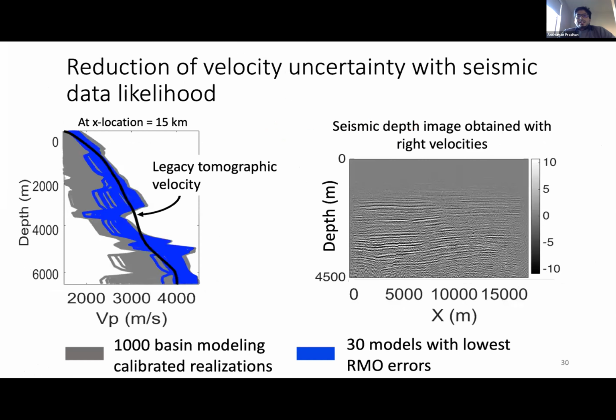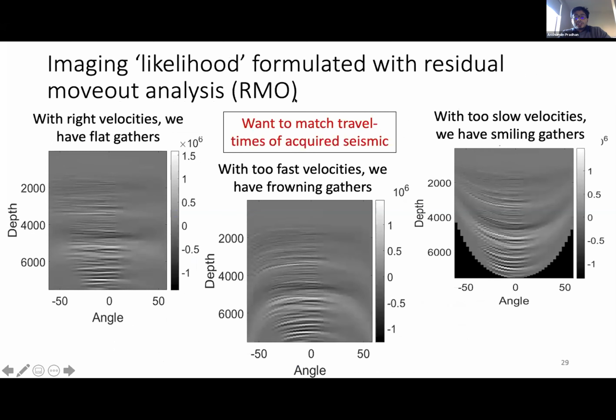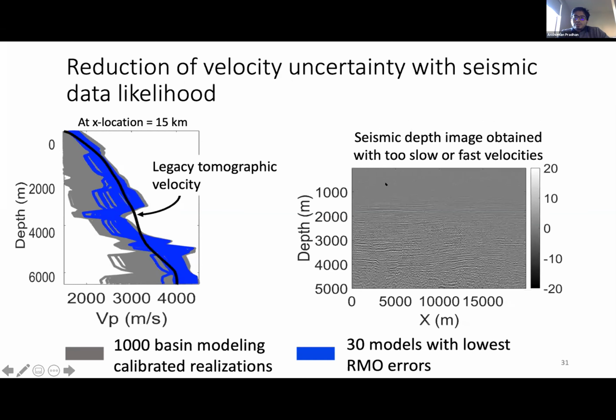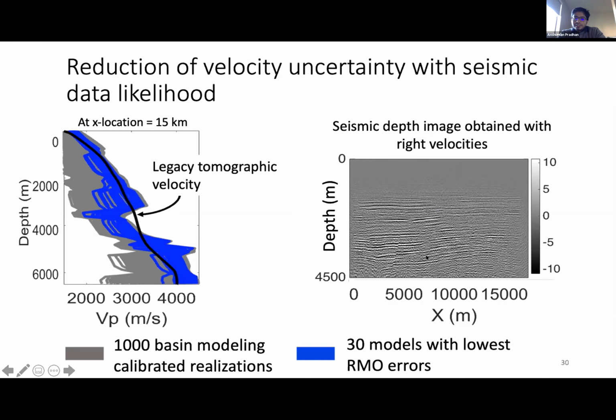Okay, and I will show that over here. What I'm showing over here in gray is the 1000 basin modeling realizations, the velocity model, VP, on the x-axis, and this is at a location away from the well. And then I'm showing in blue the 30 models which do the best for this residual move-out analysis, which match the best. And you can see I'm showing a seismic depth image over here, obtained with the right velocities, and you can see we have good definition of the reflectors. But if we have too slow or too fast velocities, we can see that the image degrades, right? And that is how we can see whether our velocity model is right or not.